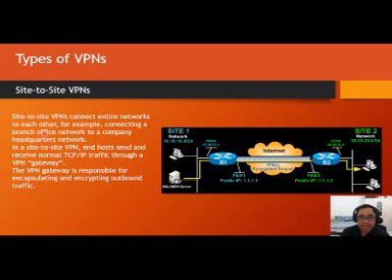Site-to-site VPN. Site-to-site VPNs connect entire networks to each other. For example, connecting a branch office network to a company headquarters network. So in a site-to-site VPN, end hosts send and receive normal TCP/IP traffic through a VPN gateway. So the VPN gateway is responsible for encapsulating and encrypting outbound traffic.